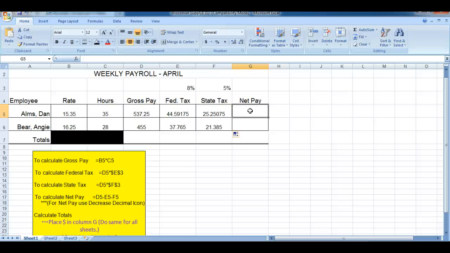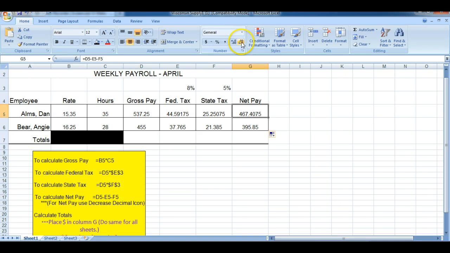So what we need to do is do equal sign, start with your gross pay, minus federal tax, minus state tax. Enter. Again, click on your answer, drag down. Now I want you to notice something else. When you get paid, it's not going to look like this. It's not going to say $467.4075. No, we're not going to do that.